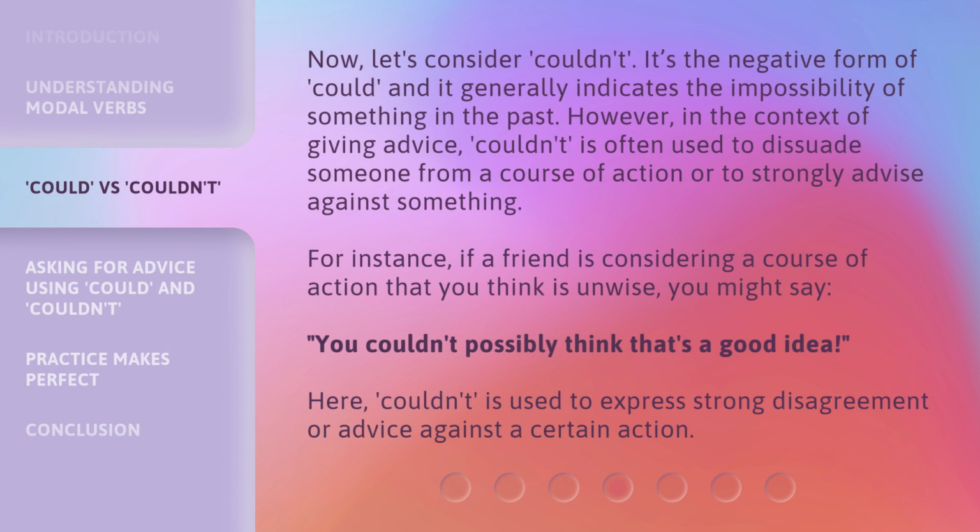Now, let's consider couldn't. It's the negative form of could, and it generally indicates the impossibility of something in the past. However, in the context of giving advice, couldn't is often used to dissuade someone from a course of action or to strongly advise against something.